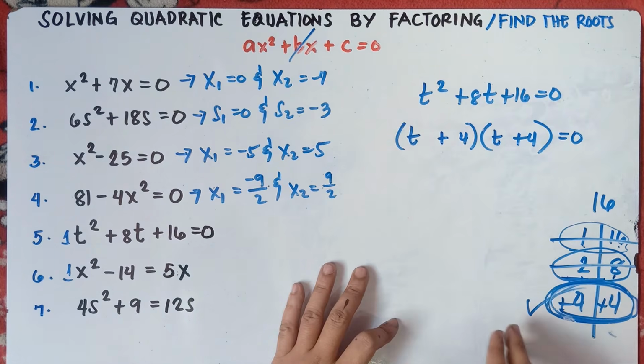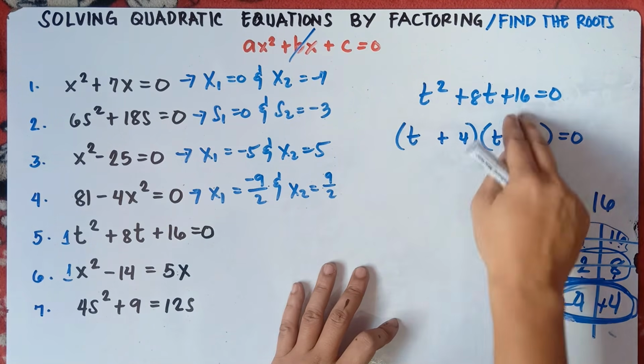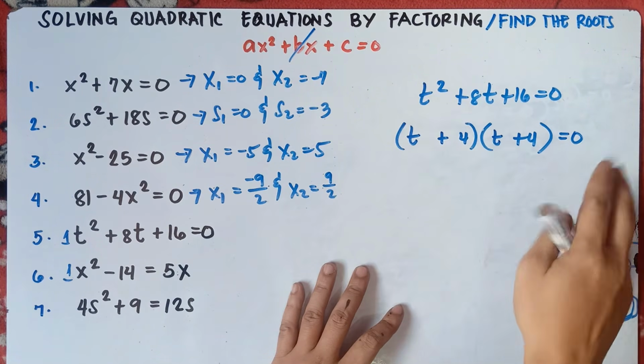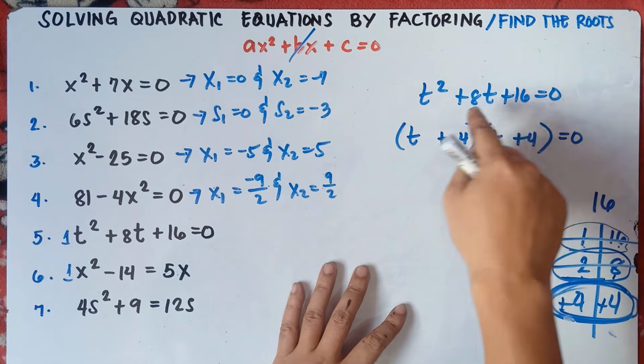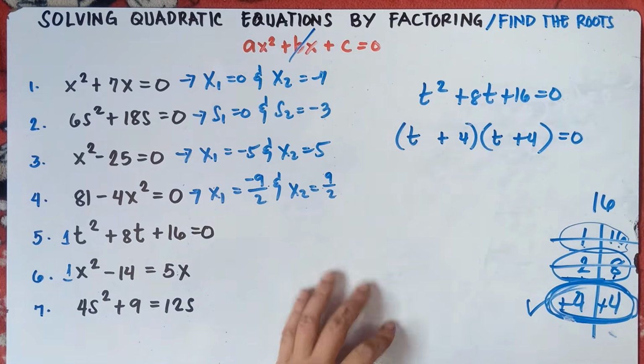So that's the thing that you will do, class, if you have this trinomial. You find two numbers that when you multiply, you will get 16, and when you combine, you will get 8. So that would be 4 and 4.